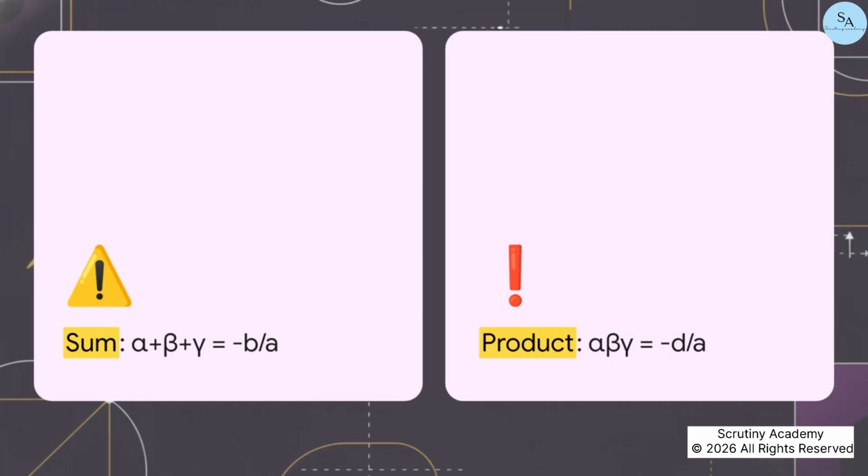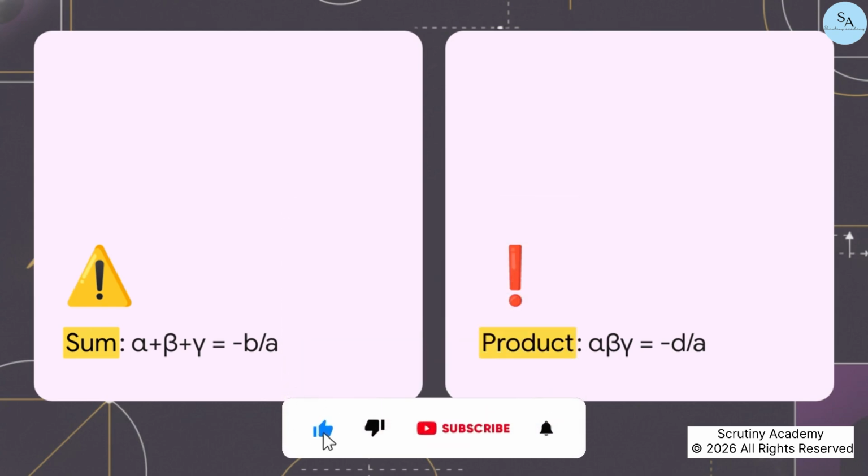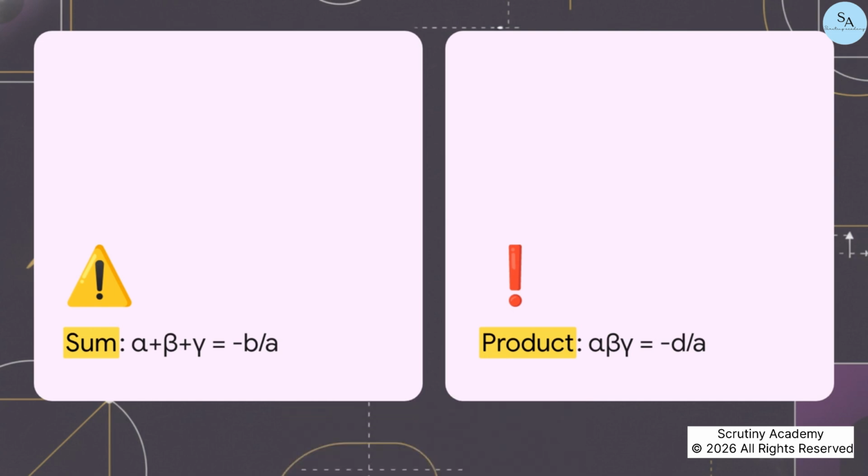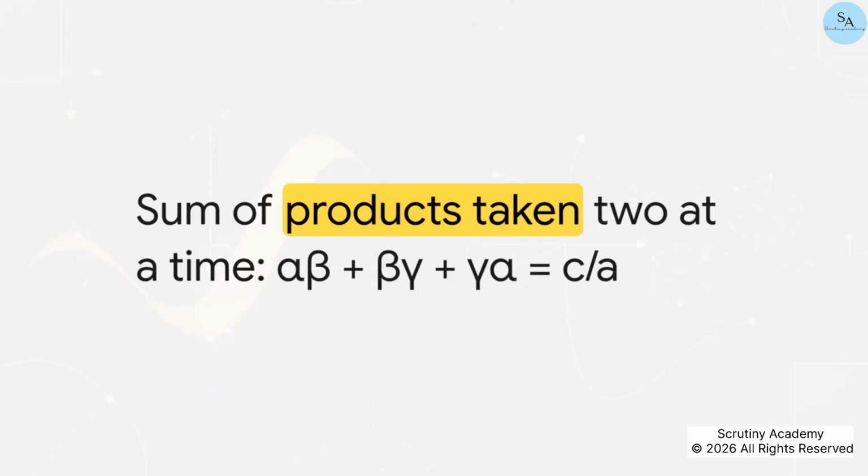Okay, so the crucial point is learning how to extract these formulas. But I need you to listen very closely right here, because this is the number one most common mistake students make in board exams. Watch the signs. Notice that both the sum formula, alpha plus beta plus gamma equals -b/a, and the product formula, alpha times beta times gamma equals -d/a, have a negative sign firmly built into them. You absolutely must bring that negative sign with you every single time you use the formula. No exceptions.